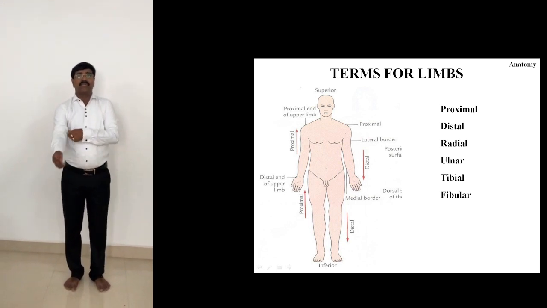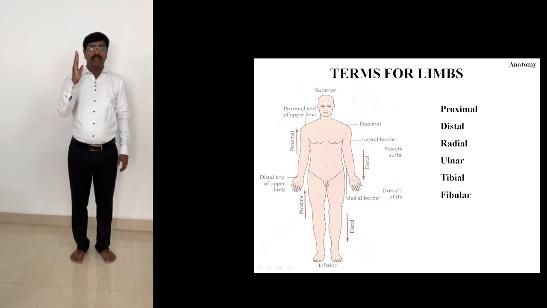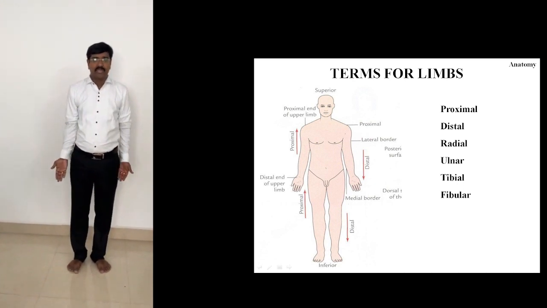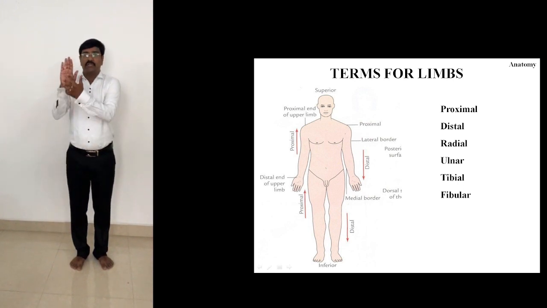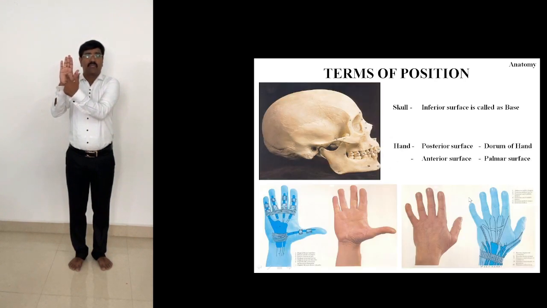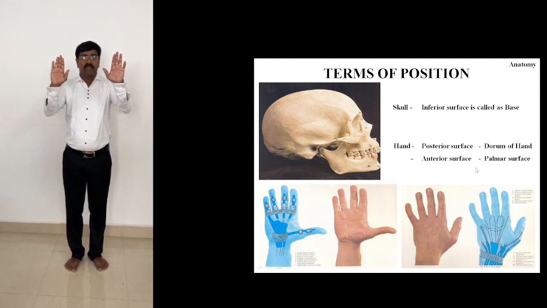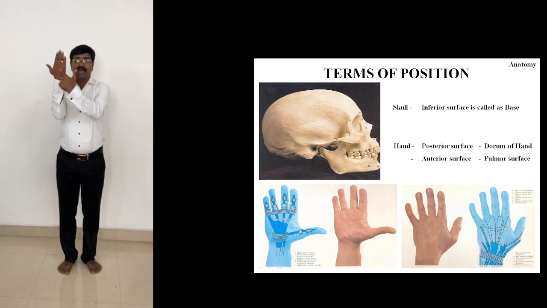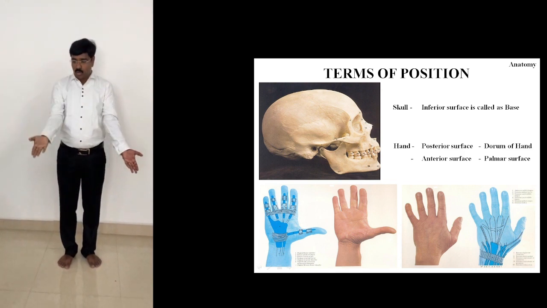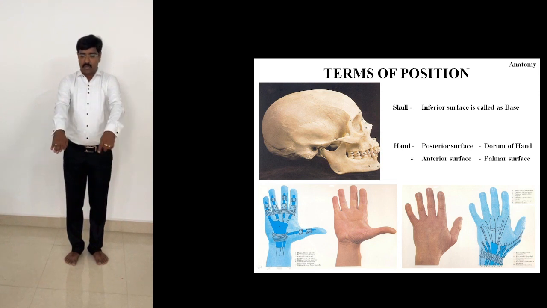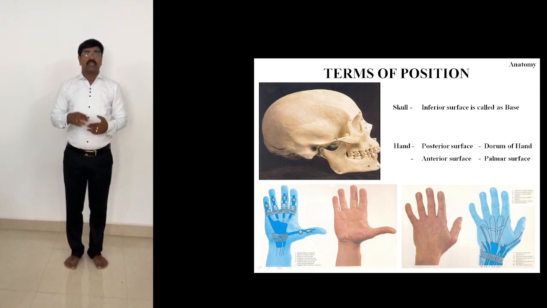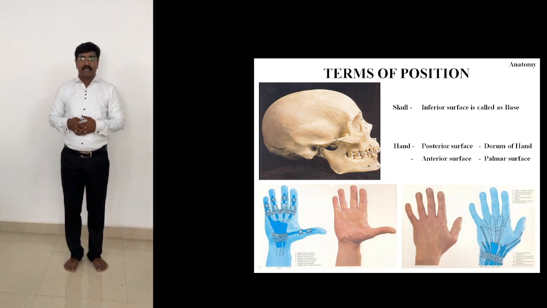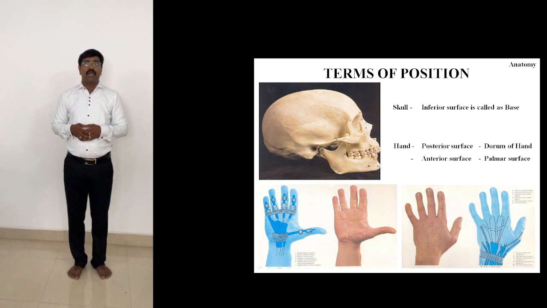Again, I will bring in two terminologies. When you take the hand, this is our hand. We already know that when we are standing in anatomical position, this is our anterior side. The anterior side of the hand is called the palmar surface. What is the name? Palmar surface. Now I am rotating my hand to the back side. This side is the posterior surface, and I can call it the dorsum of the hand. So what is this one? Palmar surface. What is this one? Dorsal surface.